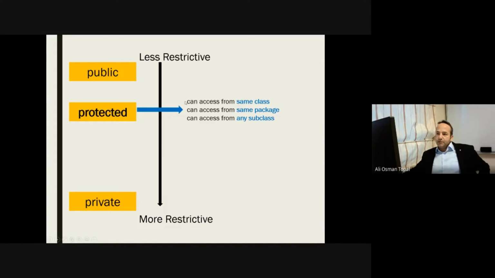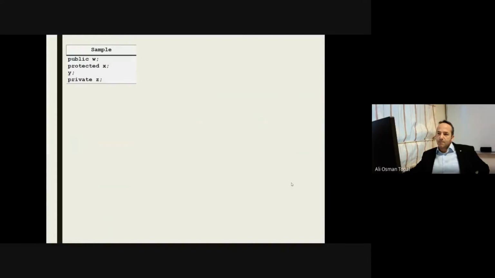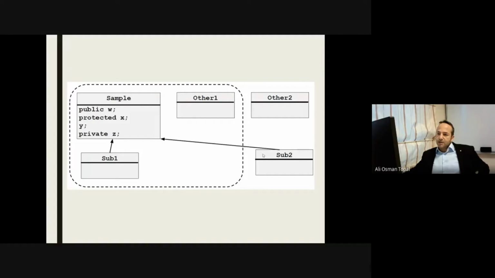We have another one, protected. It can be accessed from the same class, the same package, and any subclass. Default: if you do not specify public, protected, or private, it means it is default. It can be accessed from the same class and the same package. The rest, no. Subclasses lose access. For example, I have this sample class. I have one variable public, another one protected, default, and private. These are in the same package.